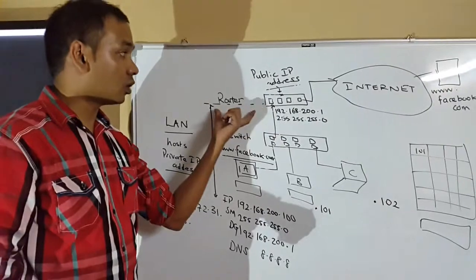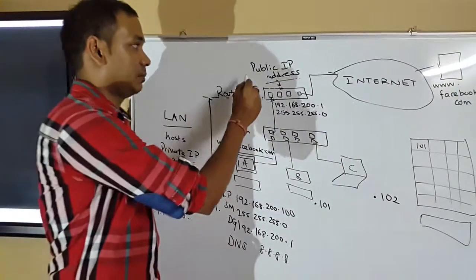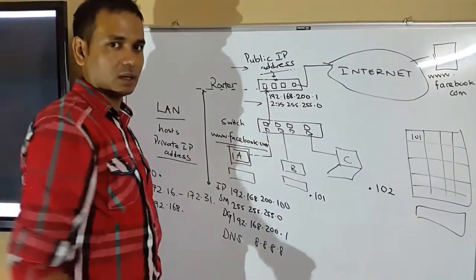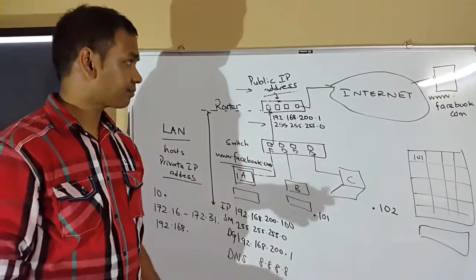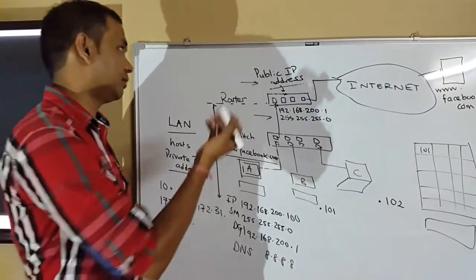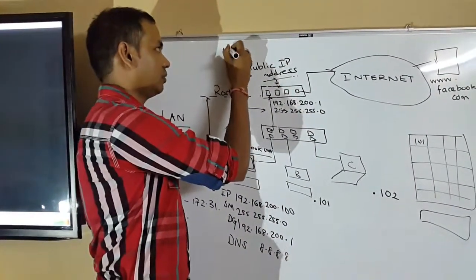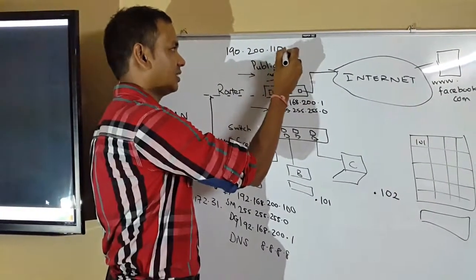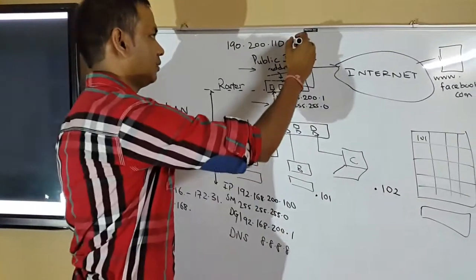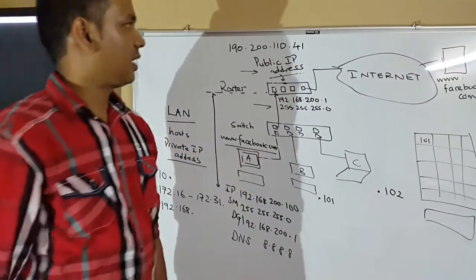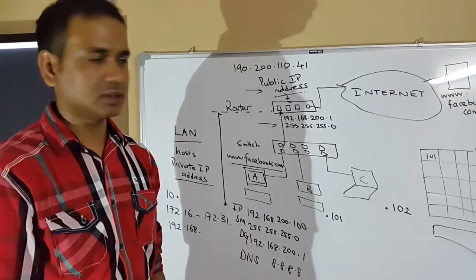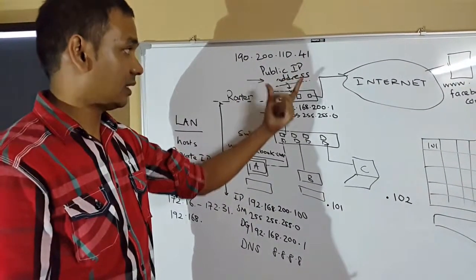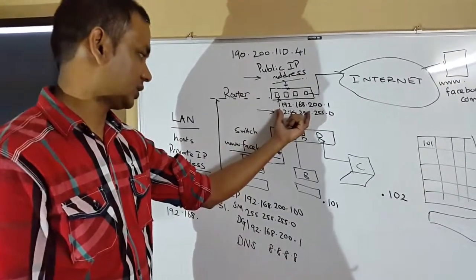So basically, the router is a device that has a public IP address and a private IP address as well. A public IP address can be any address. For example, it can be an address starting with 190.200.110, anything. For example, 41. That's it. That's a public IP address. So basically, this is a public IP address and this is a private IP address.